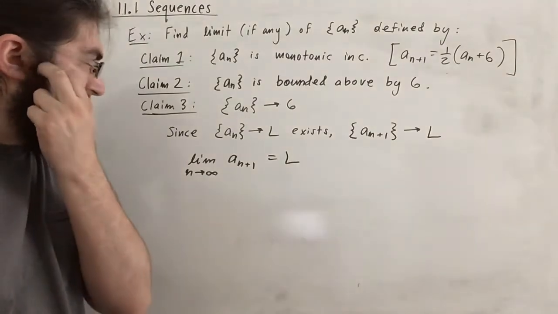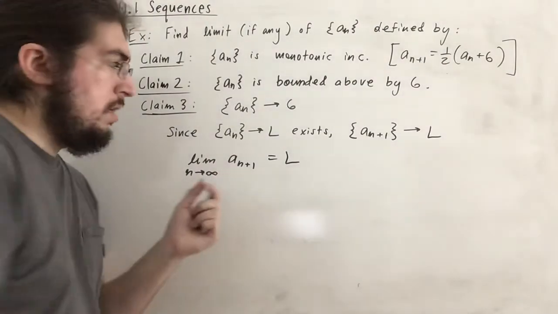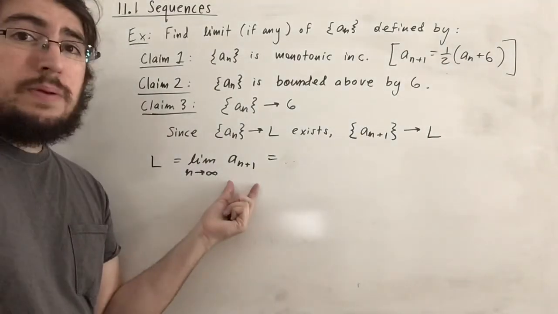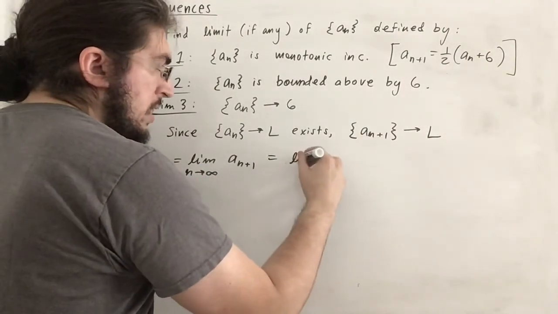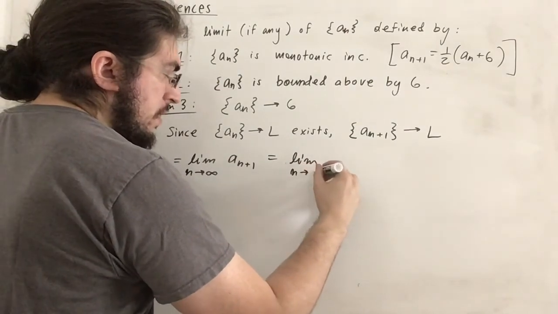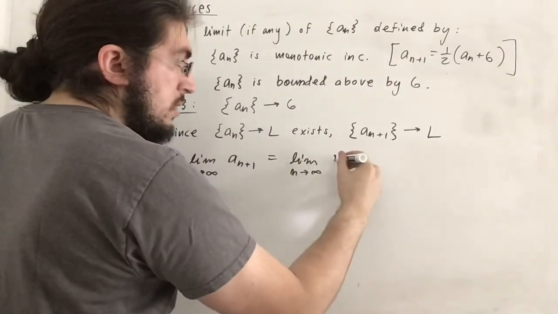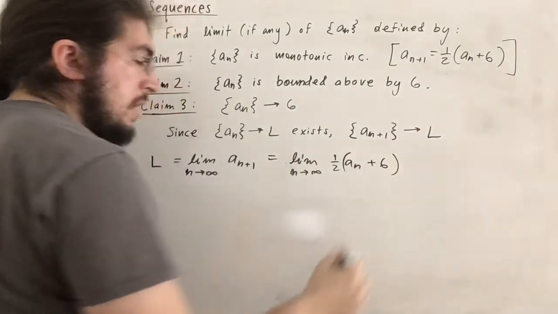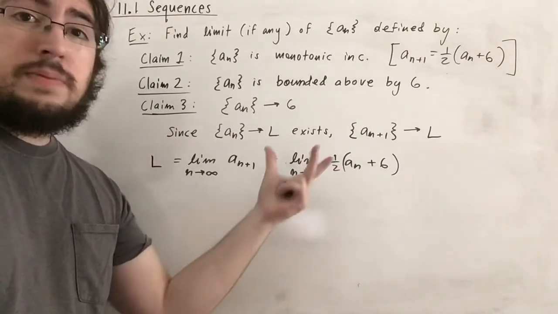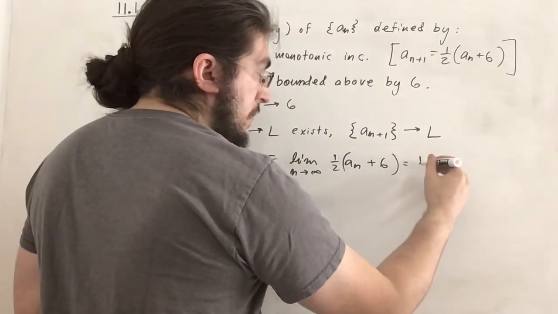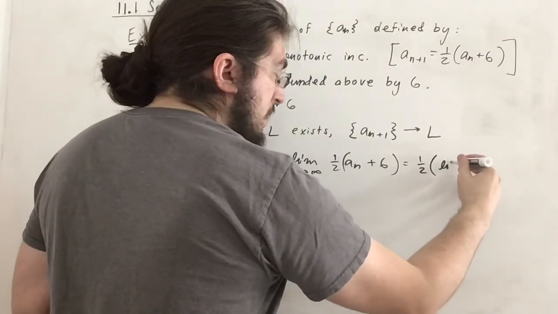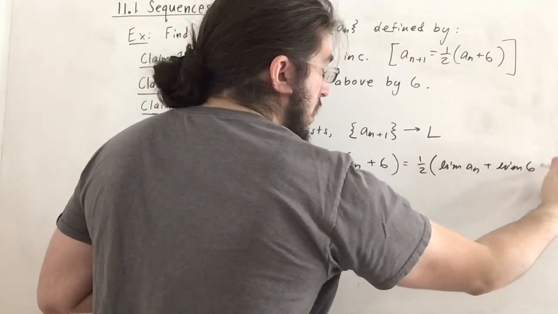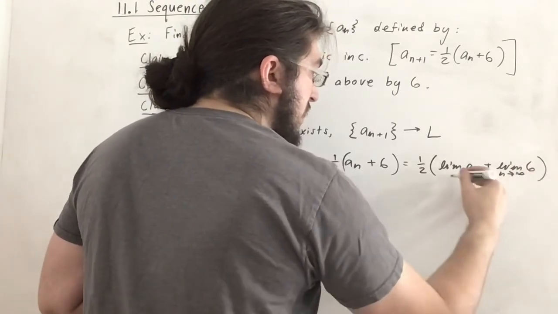Okay, so now that we have that down, what is a sub n plus 1? Let me write this is equal to L. But what we know now is that a sub n plus 1 is, well, it's 1/2 times a sub n plus 6, like this. And we can apply limit laws now to split up this limit accordingly. In fact, we're going to split it up like this: 1/2 times the limit of a sub n plus the limit of 6. And the limits here, of course, go to infinity.